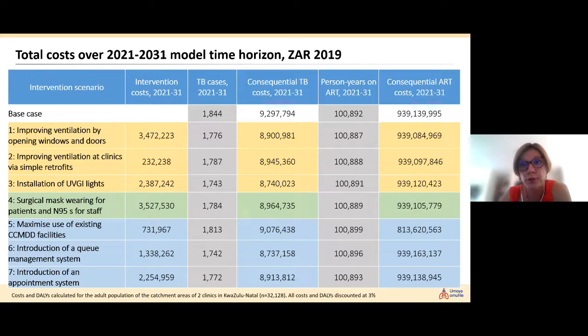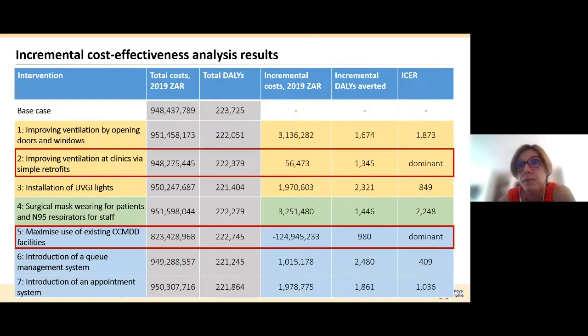And this table shows the consequential costs of TB care and ART for each intervention added up over the 10 years model time horizon. The TB cases and person years on ART under each intervention scenario are shown in the gray columns. These refer to the catchment population of the 2 clinics in KZN, which have a combined adult population of approximately 32,000 and 28% HIV prevalence.